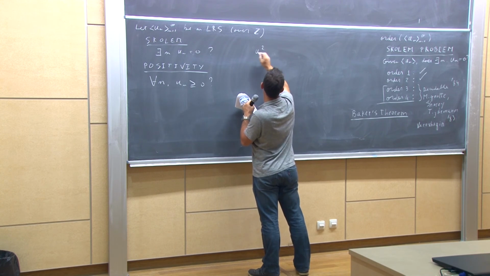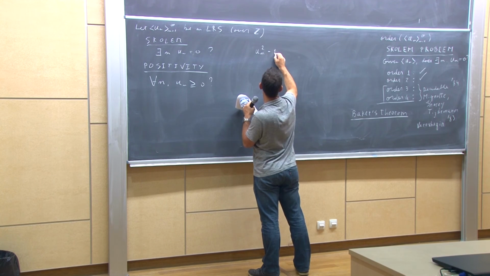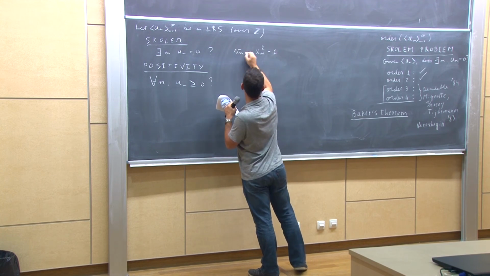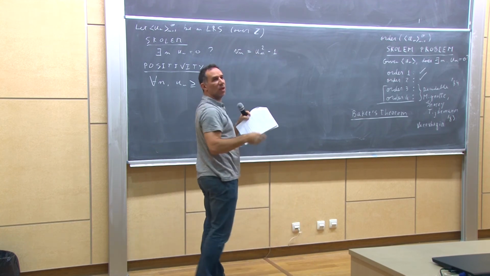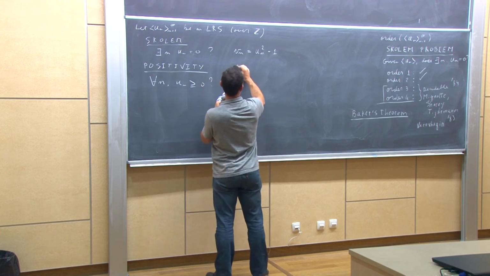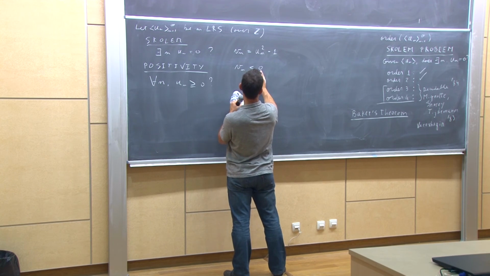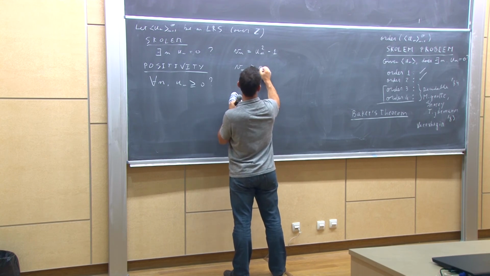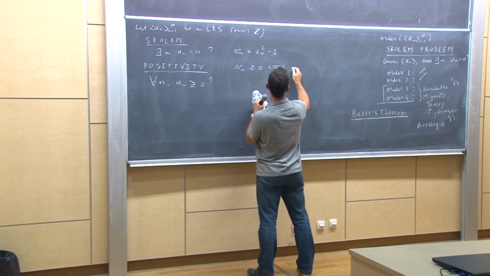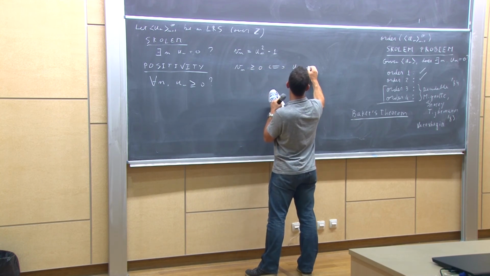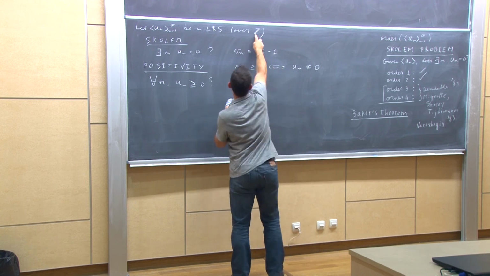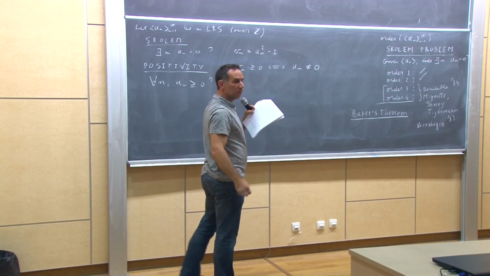squared, let's say this, minus 1. So define Vn to be un squared minus 1. Now, Vn is greater or equal to 0 if and only if un is not 0. Bearing in mind we're over the integers.